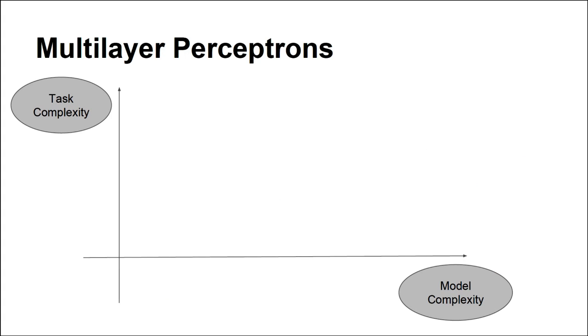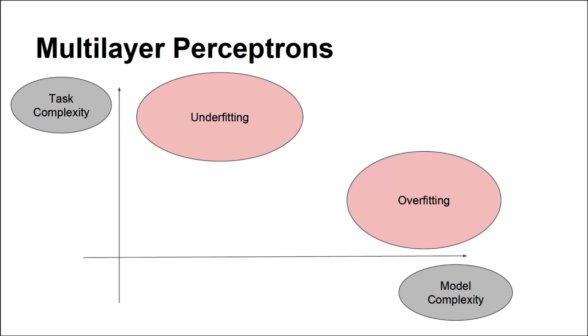So a way to illustrate the problem is that underfitting is when your task is too complex for your model. If your task is too complex for your model, the model will not be able to learn it. So you don't want to be there, but you don't want to be here either.